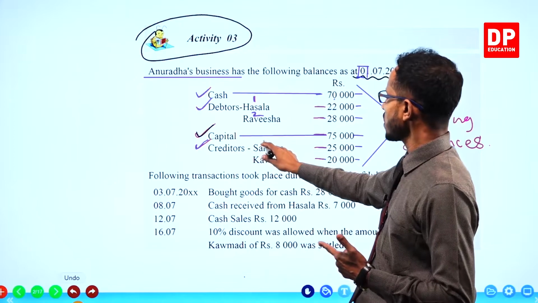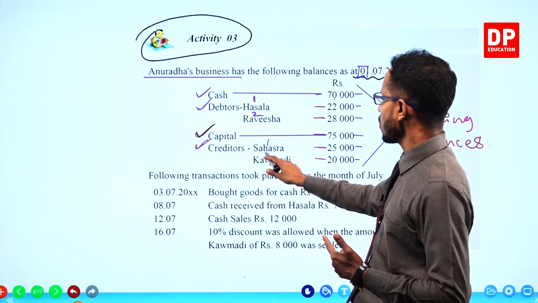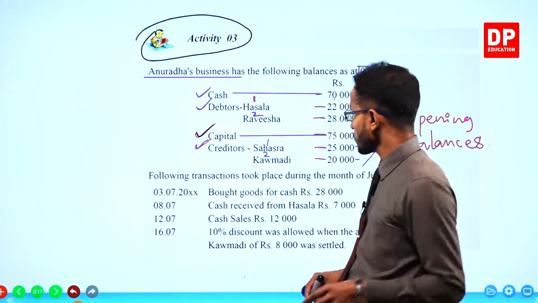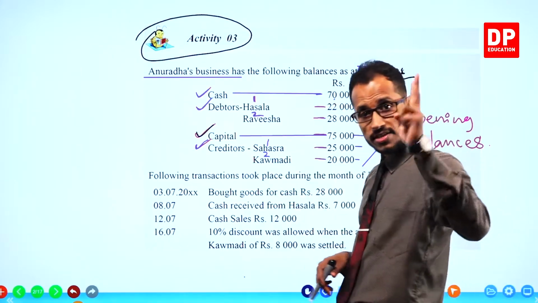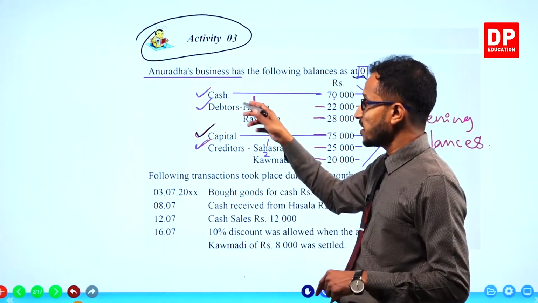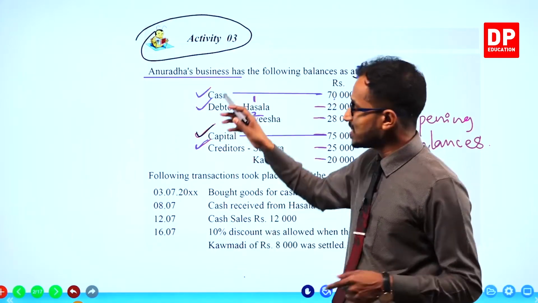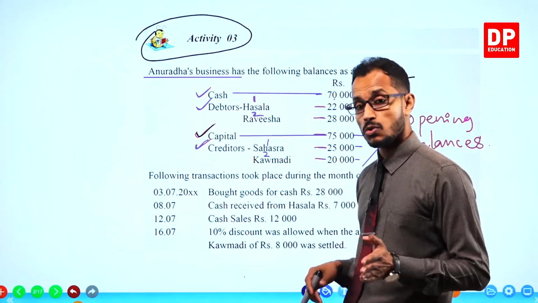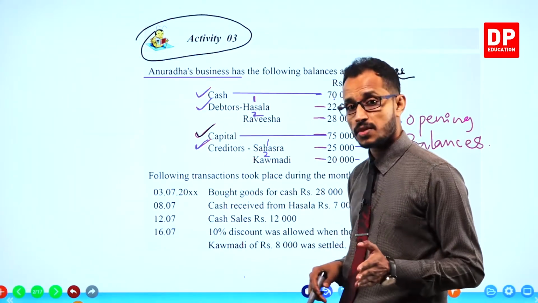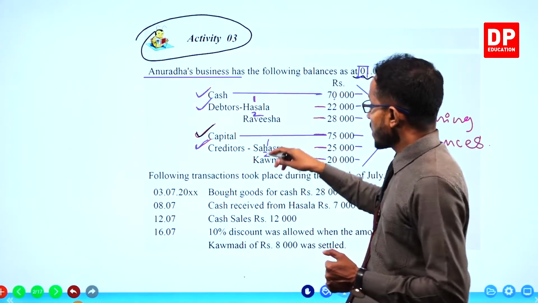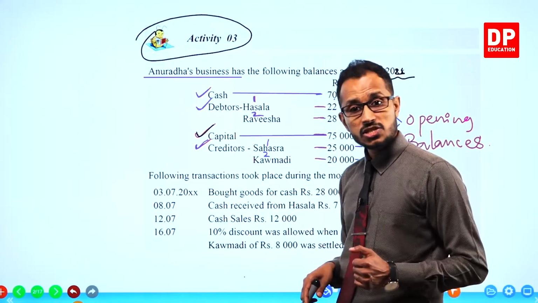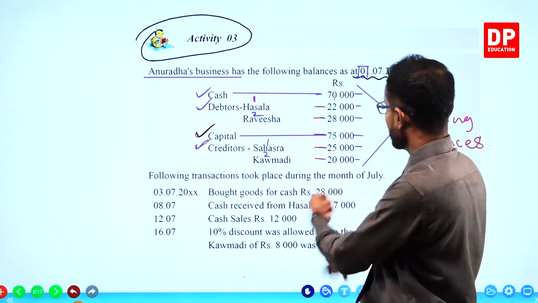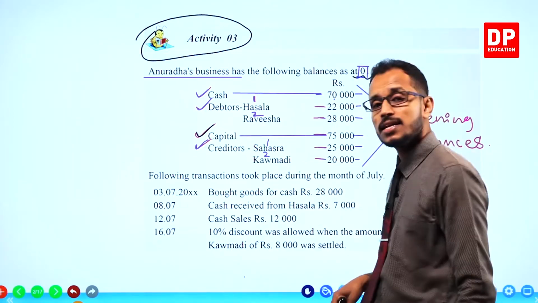We have Sahasra, first creditor, and Kaumadi, second creditor. T accounts for the two creditors. I told you that if opening balances are given to you, for each opening balance, you should draw that relevant account and record the given opening balance. That's why we are going to record the creditors. Sahasra's balance 25,000 and Kaumadi's balance 20,000.